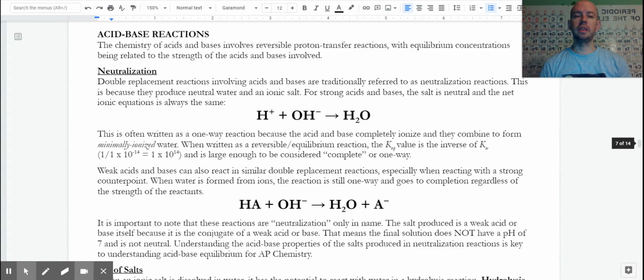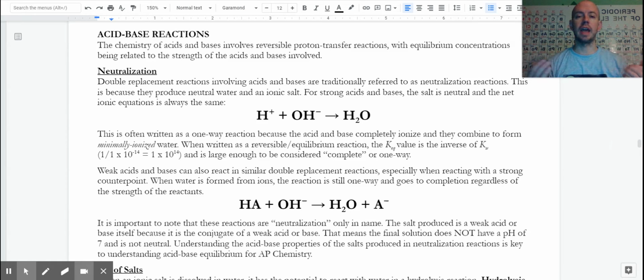Most of the time, when we think about an acid and base reacting, we think of a neutralization reaction. Acids neutralize bases, bases neutralize acids, and that's most commonly written as a double replacement, where I have something starting with hydrogen as my acid, something ending with hydroxide as my base, and then they swap partners so the hydrogen ion and the hydroxide ion come together to make water.